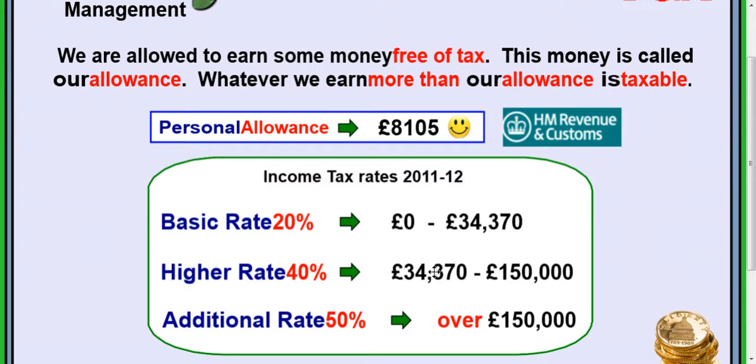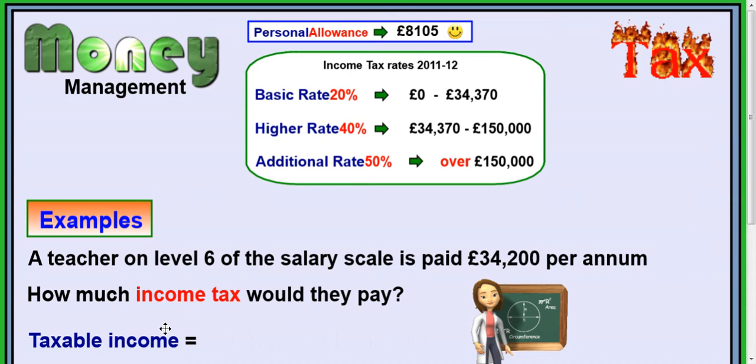Over and above 34,000, between 34,000 and 150,000, you're taxed at 40%. Then anything over £150,000, you're taxed at 50%. Now, this does not mean that if you earn £150,000 a year, half of it goes to the government. Anything over that is taxed at 50%. So say you were paid £160,000 a year, only £10,000 would be taxed at 50%. But anyway, let's look at an example on how this works.